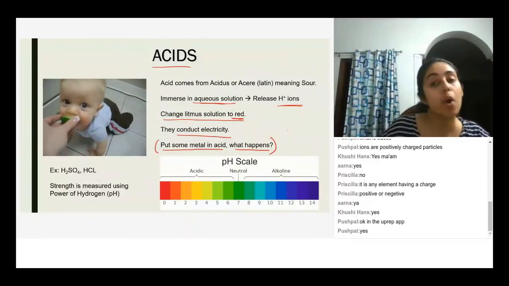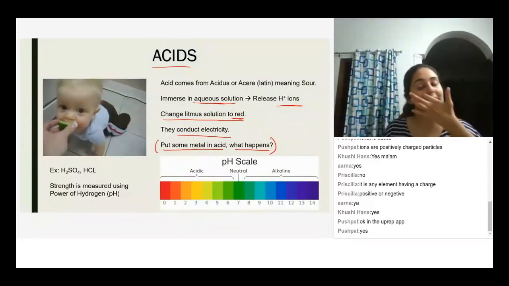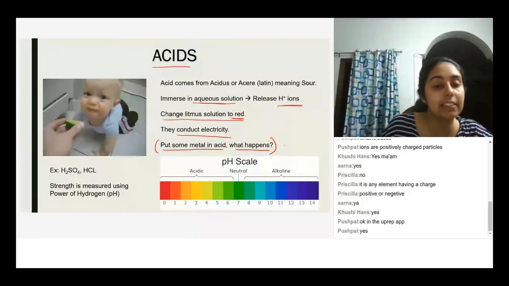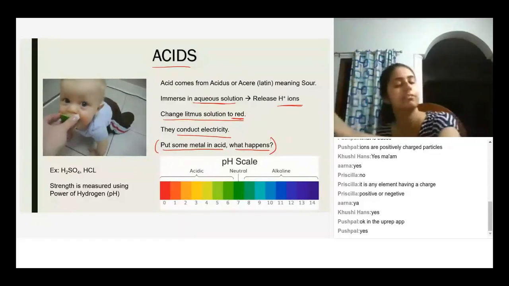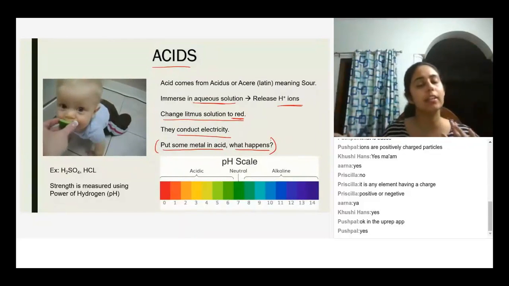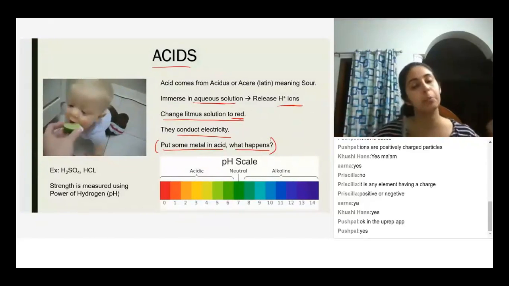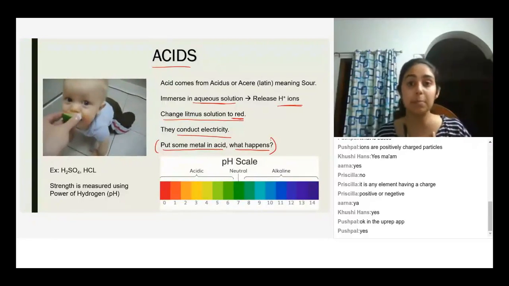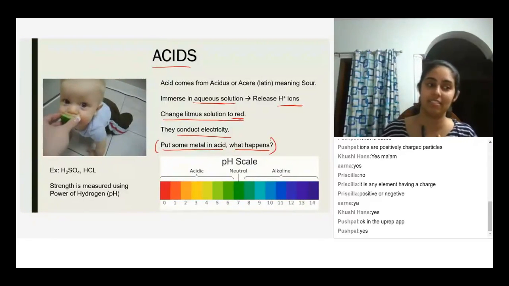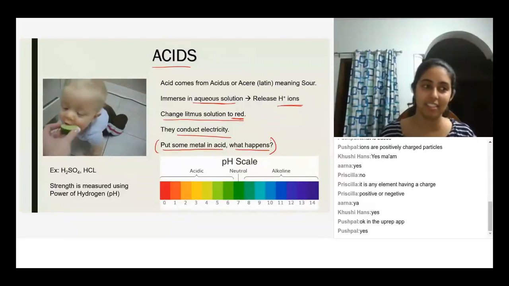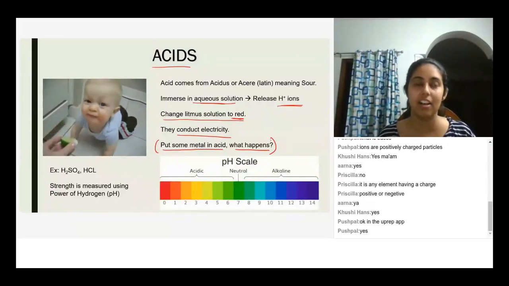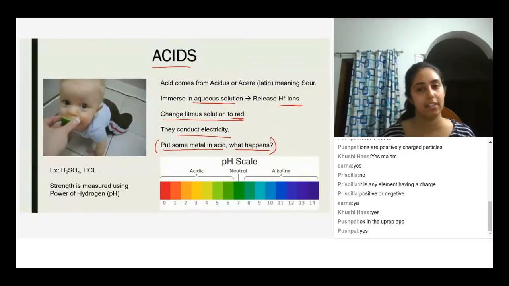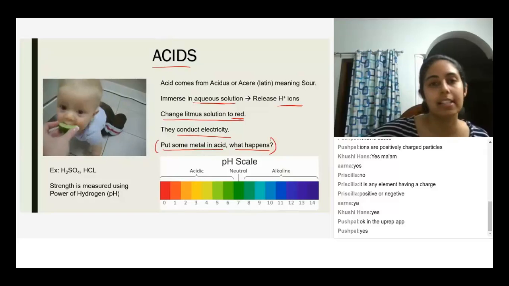What happens when you put metal inside an acid is that hydrogen gas is released, and we will learn that further. But as of now, just know that something happens when you put metal inside an acid. Does it burn? Will the metal burn or melt? No, it will not. Okay, so let's go ahead.